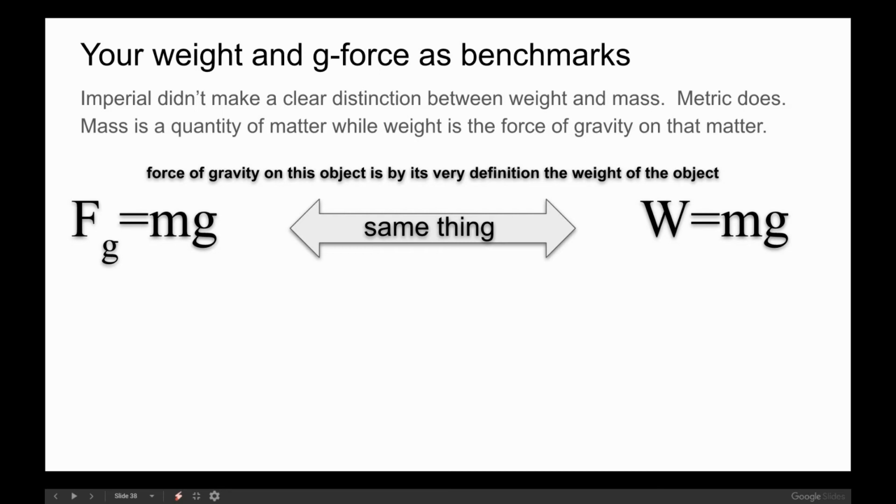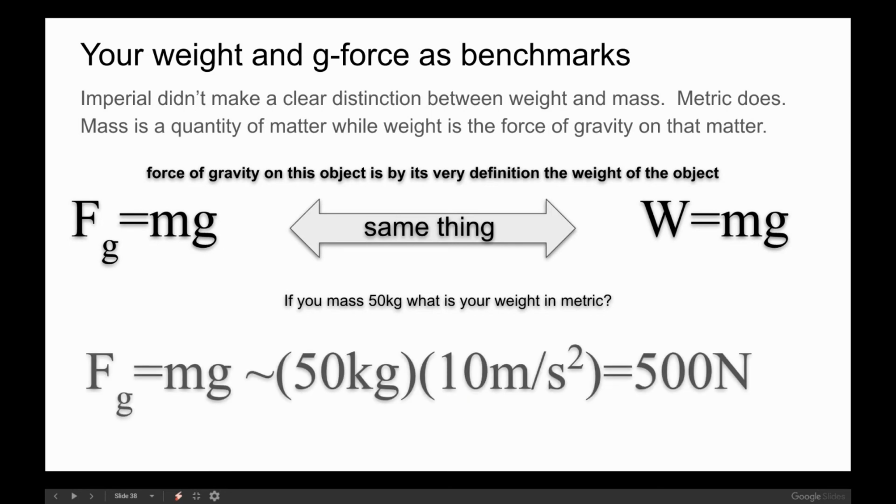The force of gravity on an object is by its very definition the weight of the object. They're the same thing. So you could write W equals mg. When you see FG, you think weight. So if you have a mass of 50 kilograms, what is your weight in metric? 500 newtons.